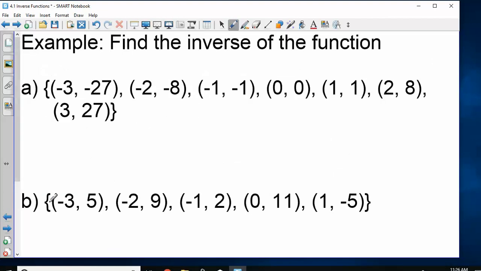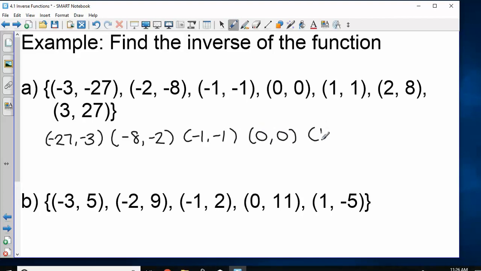So let's do just a basic example to start. If I just gave you a set of ordered pairs, and I asked you to find the inverse, what would you have to do? Flip the x and y's. So if -3, -27 was in there, then the inverse would have -27, -3. You don't change the sign, you just change the order. So we'd have -8, -2. -1, -1. 0, 0. 1, 1. 8, 2, and 27.